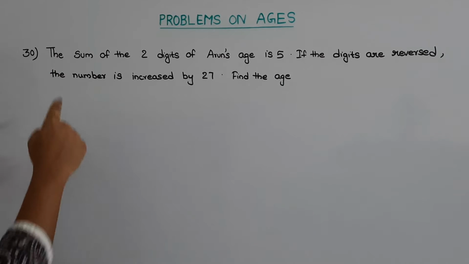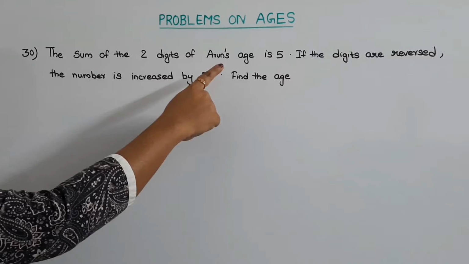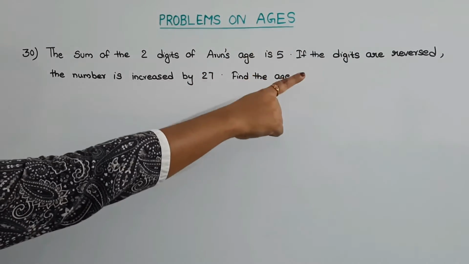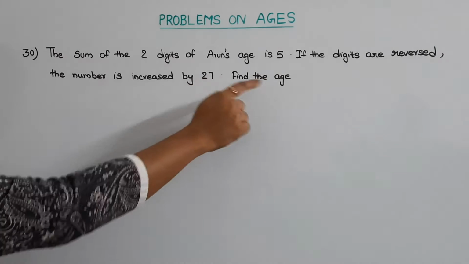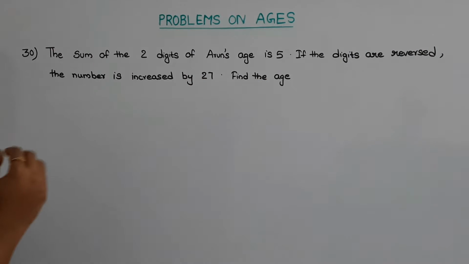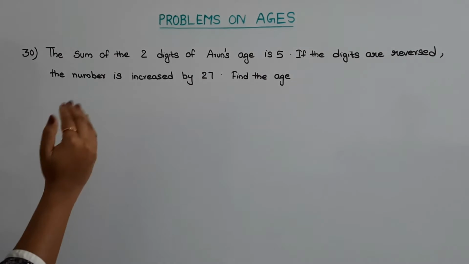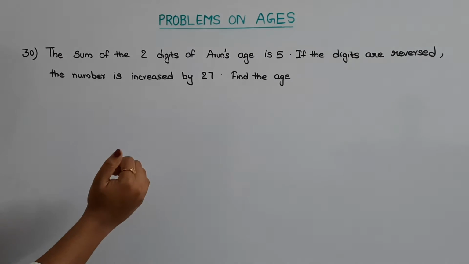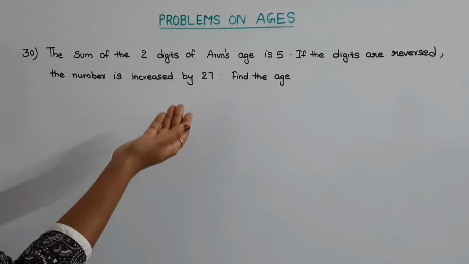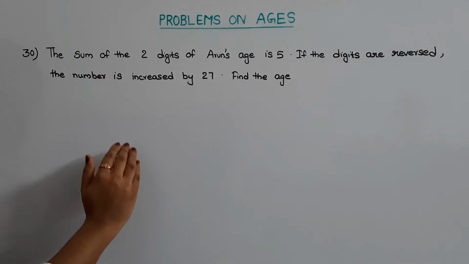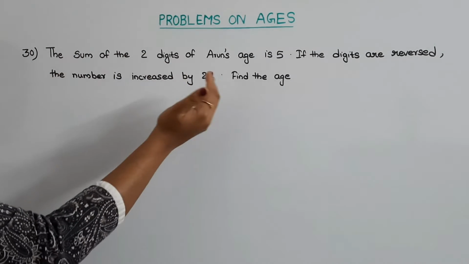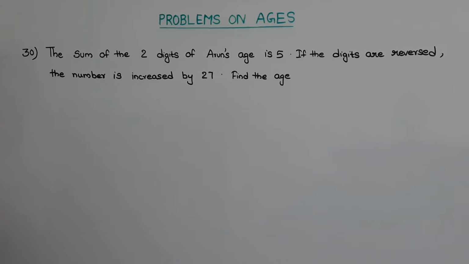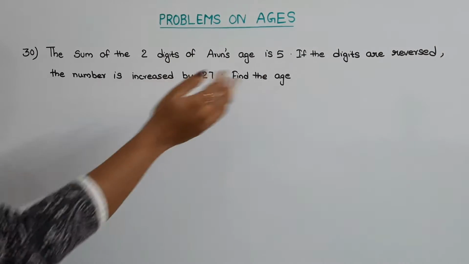30th question is, the sum of the two digits of Arun's age is 5. If the digits are reversed, the number is increased by 27. Find the age. In this question, they have given the sum of the digits of a person's age. Then they are telling that if the digits of the person's age are reversed, then the initial number gets increased by 27.